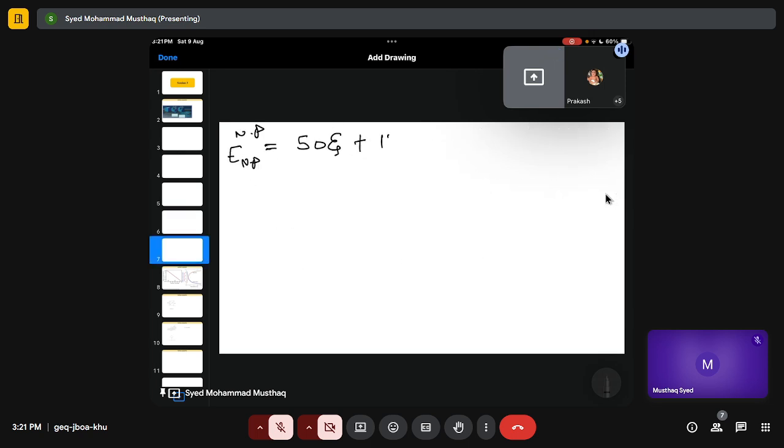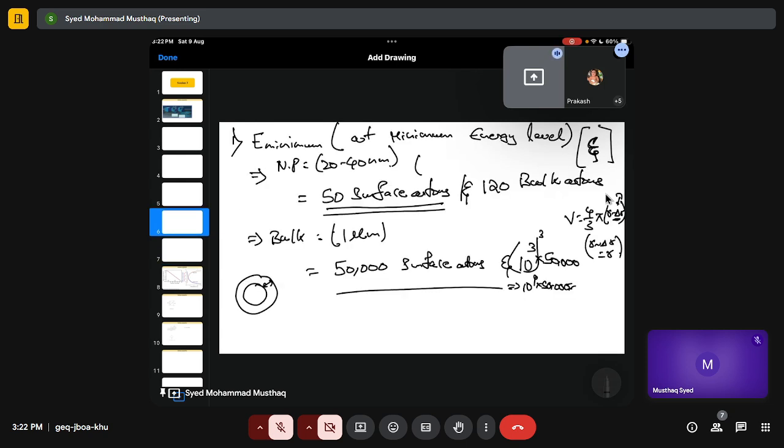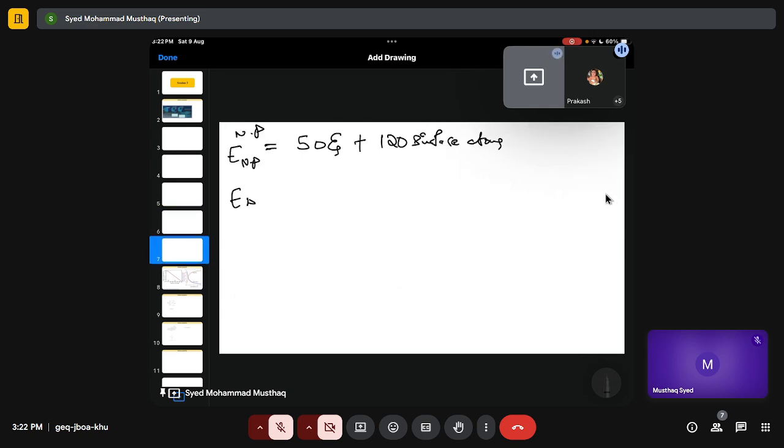this 120, the bulk atoms. So this guy's energy remains the same, right? There is no difference because the atoms are inside the bulk. There was no disturbance for them. Now the same goes for this guy, the bulk one. So bulk will have 50,000 plus 10 to the power of 9 times the 50,000.